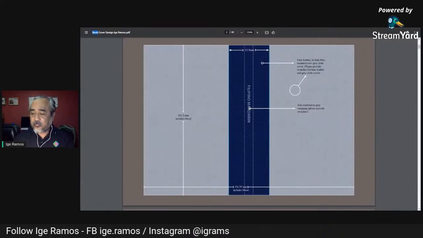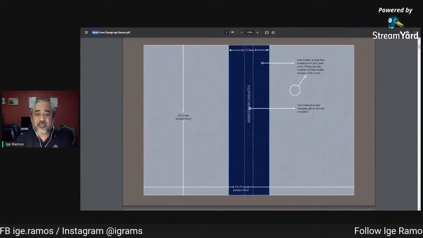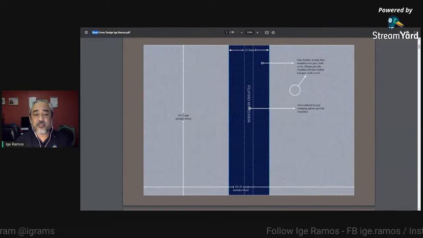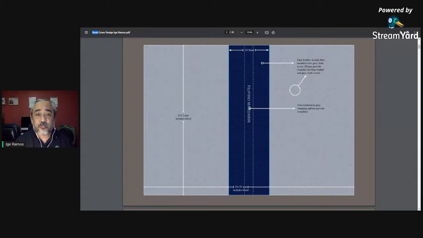Before you design a book, of course, you have to read the manuscript, you have to understand what the book is all about, you have to know the target audience or target readership, and you have to talk to the author about what message the author wants to deliver to his readers. And of course, you have to translate all these abstract ideas into a more concrete one by breathing life into it.